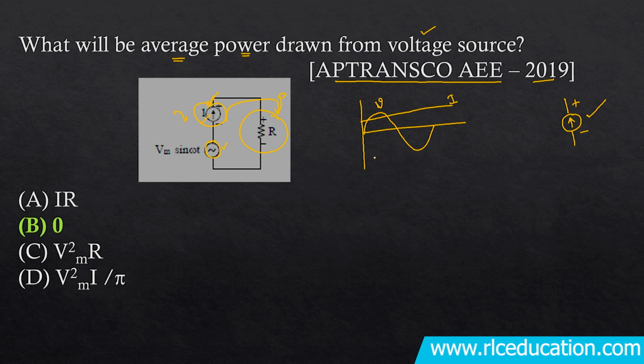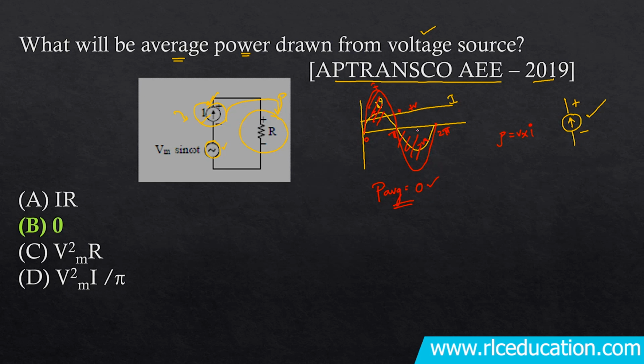What will be the average power drawn from the voltage source? To find it, let us draw how the instantaneous power looks. If you multiply voltage into current, you get the instantaneous power waveform. From 0 to pi, voltage is positive and current is positive, so the power is also positive, because power is equal to instantaneous voltage into instantaneous current. Similarly, from pi to 2 pi, voltage is negative but current is positive, so minus into plus is minus, so power is also negative. The average power over one cycle, being a symmetrical waveform, will be equal to 0. So the average power delivered by the source will be 0.